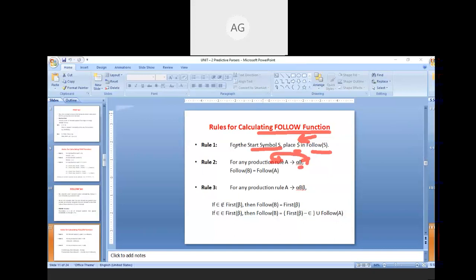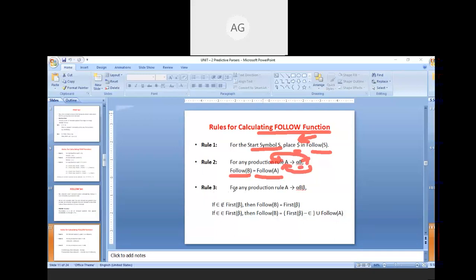So according to the second rule, if A produces alpha B, here you can see after B there is no symbol. So that means it can use the circular concept. After B, if we reverse it, it will move to A. So it means follow of B will contain the follow of A. Just remember, if there is no symbol after the non-terminal symbol, then that non-terminal will get the follow of the symbol which produces it.